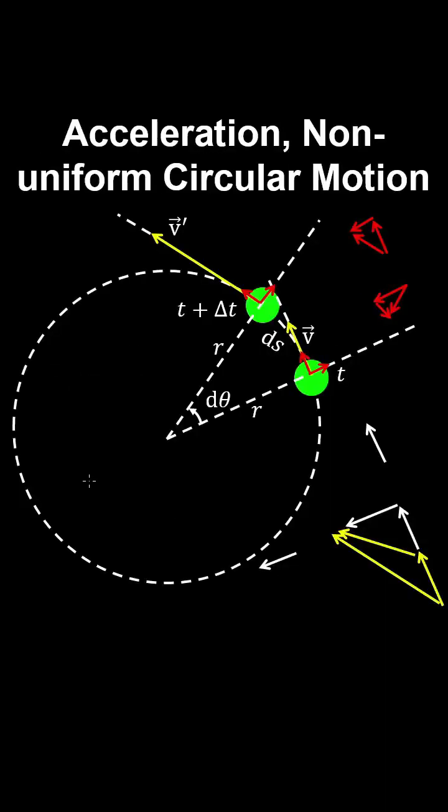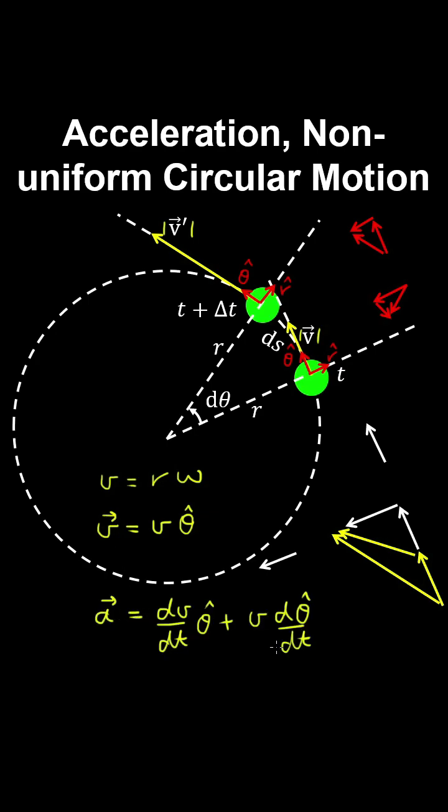In our previous analysis for uniform circular motion, we derived the following quantities. The speed was equal to the radius of the circle times the magnitude of the angular velocity, and the velocity was equal to the speed in the tangential or theta direction. Now in the case of non-uniform circular motion, the speed is not constant. So when we differentiate this expression, we use the product rule, and we derived this previously for the case of uniform circular motion. Using this expression, we can write it as follows.